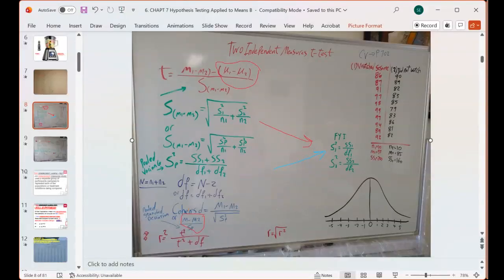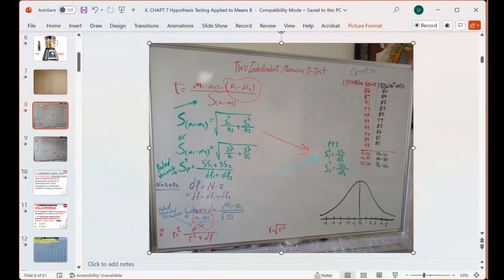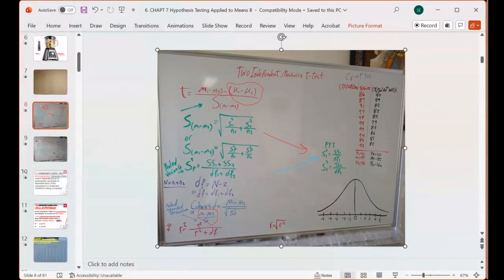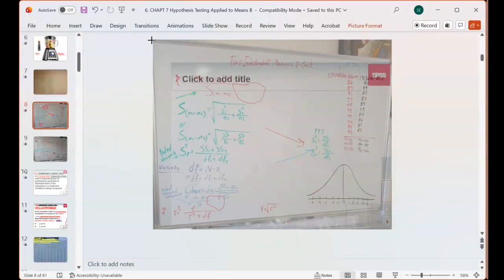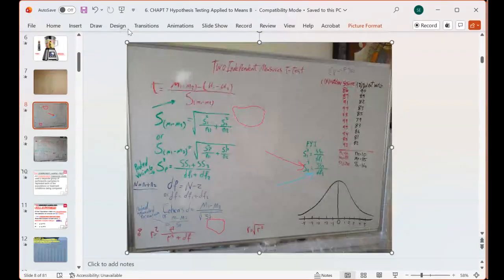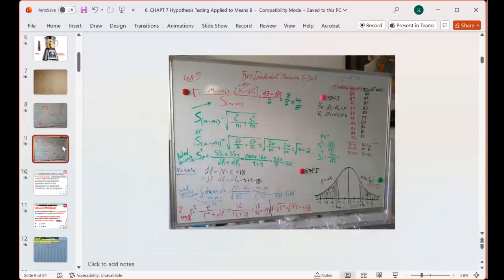And the last formula here is R squared. R squared, the same R squared we've been talking about, equals t squared divided by t squared plus df. The square root of R squared is R. R is correlation, something we'll talk about in advanced statistics. So this is all the calculation. We're going to go over it in a second.